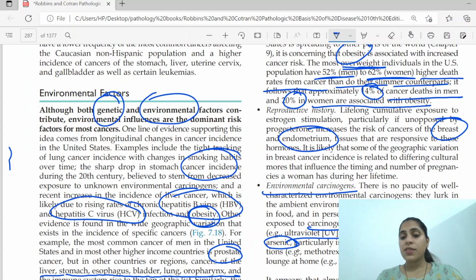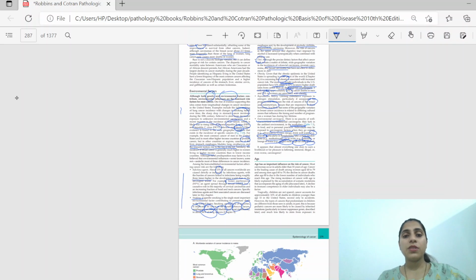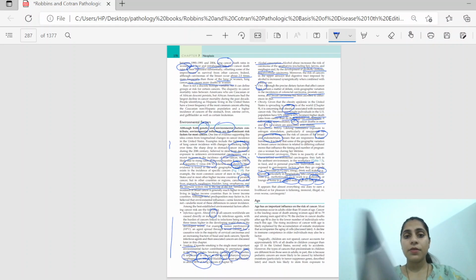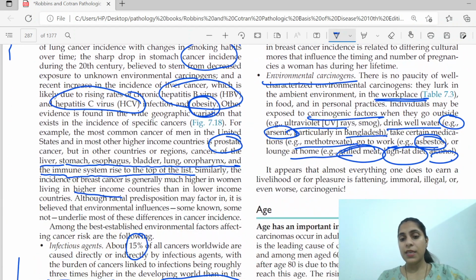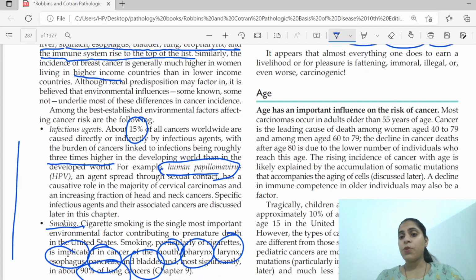Then if they take some medications like methotrexate, or go to work where they are exposed to asbestos, or in the home they are eating grilled meat, a high fat diet, or alcohol, all these environmental situations expose them to malignancy. Then age is an important factor. Usually older people, more than 55 years, and especially a woman that is 40 to 79 years, or a woman that is 60 to 79 years, have increased risk of malignancy.